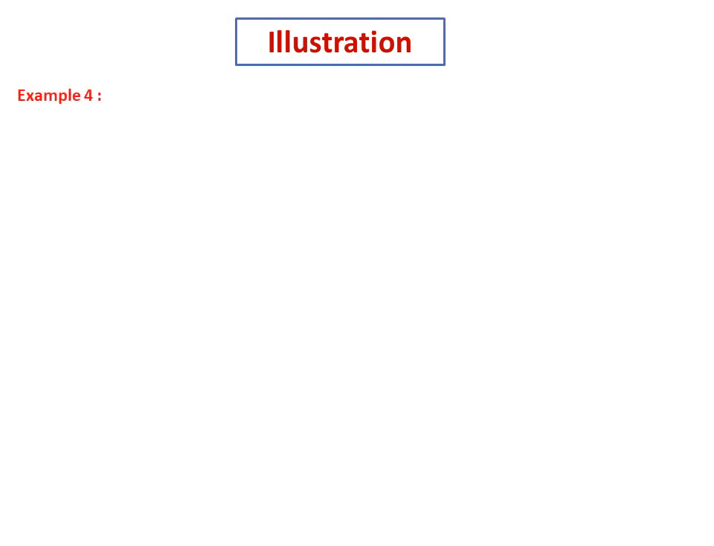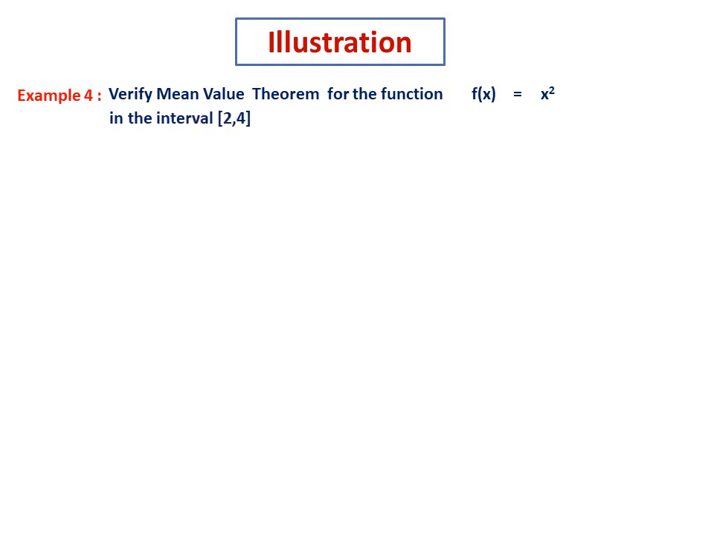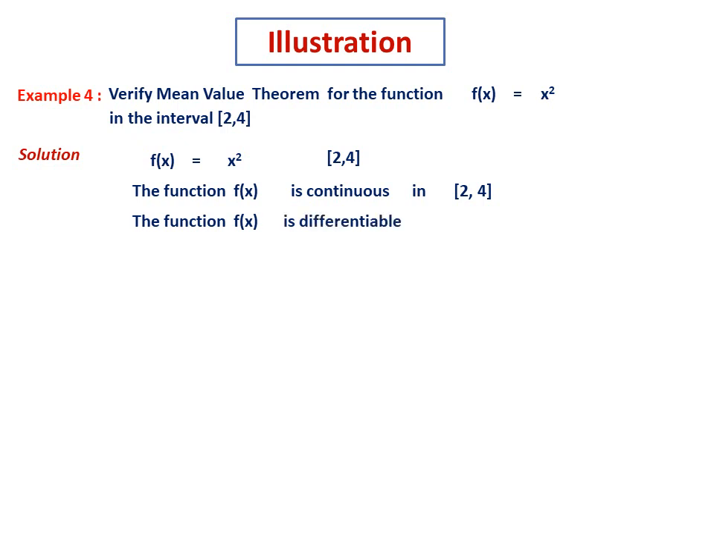Now let us take an example. Example 4 in the worked out section. Verify the mean value theorem for the function f(x) equal to x square in the interval [2, 4]. Here f(x) equals x square, and the given closed interval is 2 to 4. The function f(x) is continuous in the closed interval because it is a polynomial function, and we know that every polynomial function is continuous. That means the first condition is satisfied. Second, the function f(x) is also differentiable in the open interval (2, 4). Therefore the second condition of the mean value theorem is satisfied.